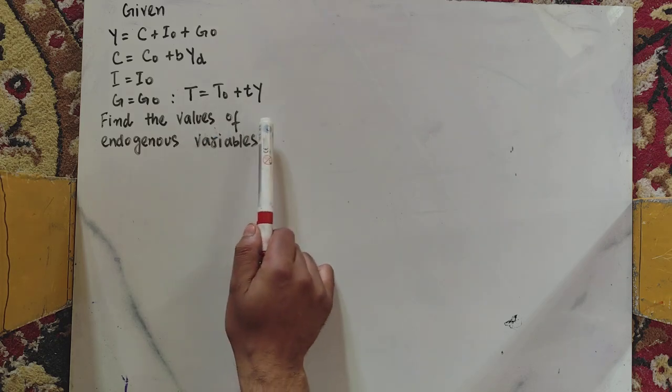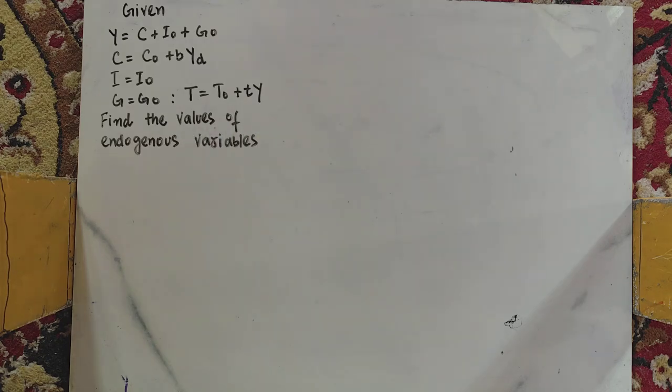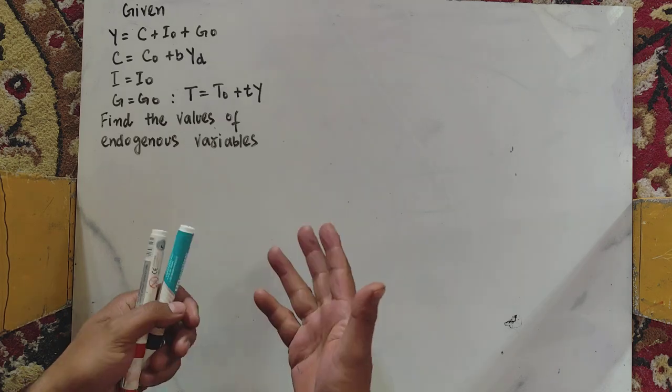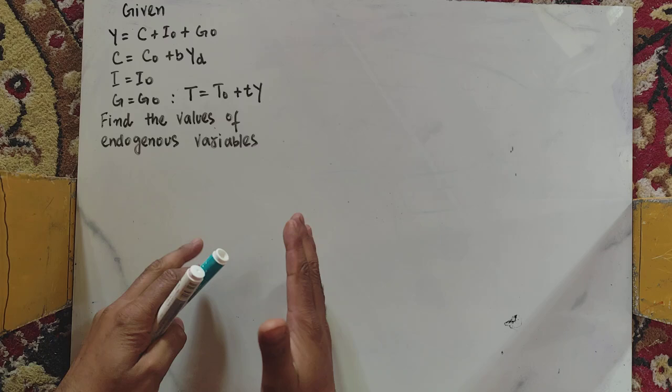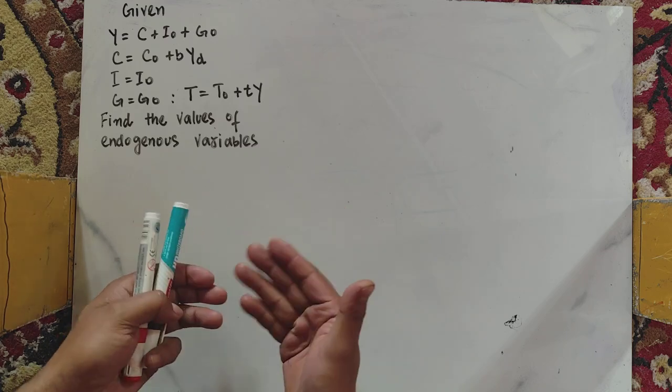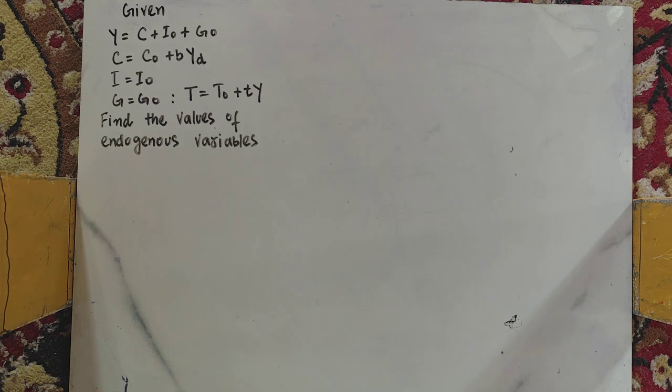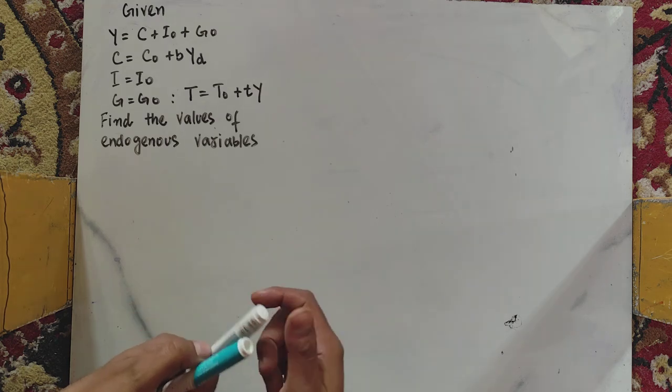We need to find out the values of the endogenous variables here. So the first thing is, what are the endogenous variables here? The variables whose value is determined within the model are called endogenous variables. And how do we find out the values here? Let me explain.